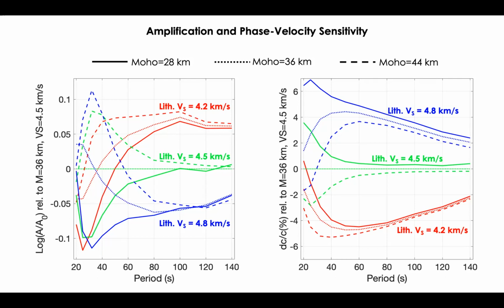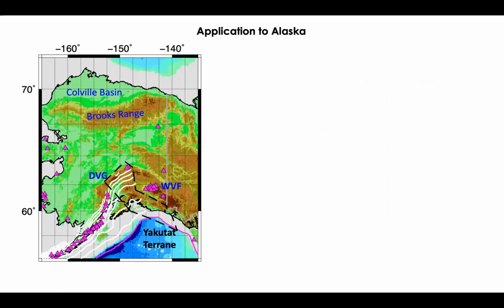And we've been developing a joint inversion approach, with the goal of applying it to Alaska, in particular to take advantage of the excellent station coverage in Alaska because of the Earthscope transportable array there. Alaska is an interesting target because it is so geologically and tectonically diverse.